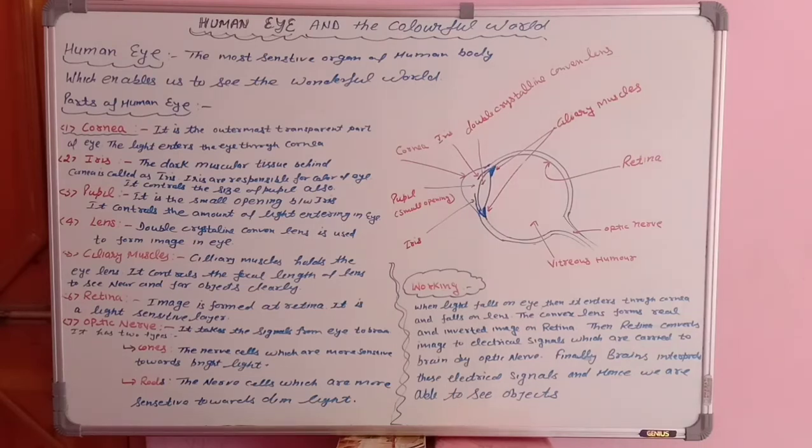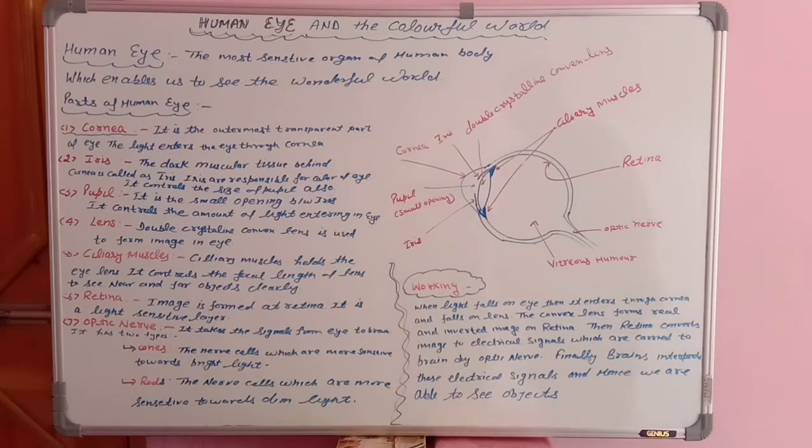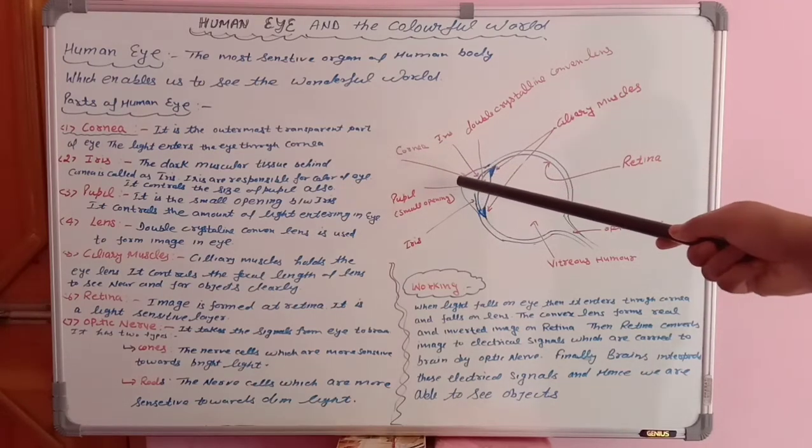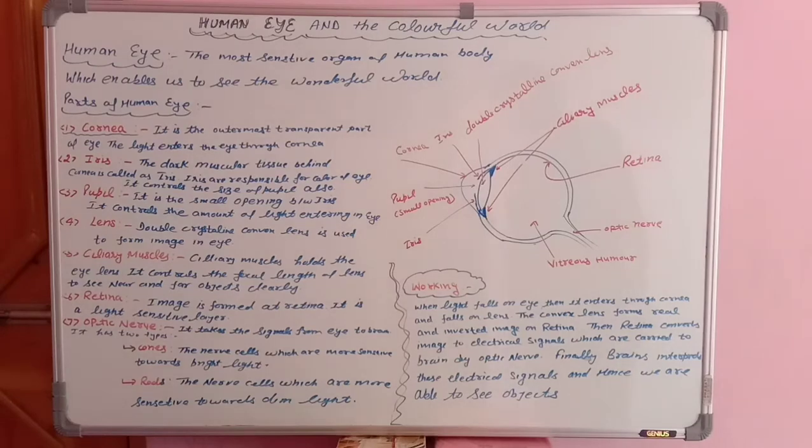Now, a question always comes: give the construction and working of the human eye. The construction we have already studied. Now let us see the working. Students, the working has only 4 to 5 lines. Whenever light falls on the cornea of the human eye, it will enter through the cornea, through the pupil, and fall on the lens. Now what will the lens do? The lens will form an image on the retina.